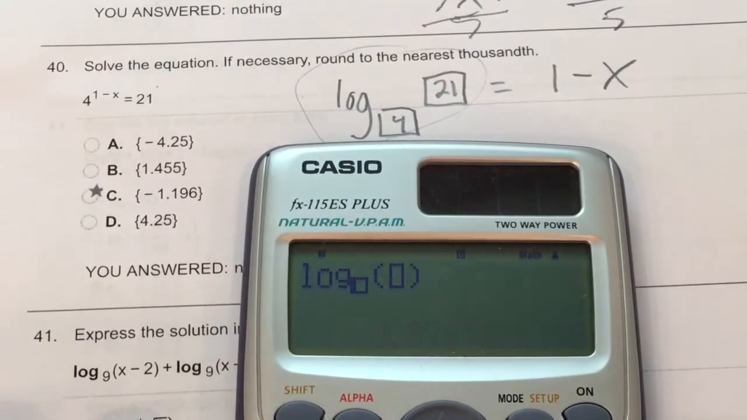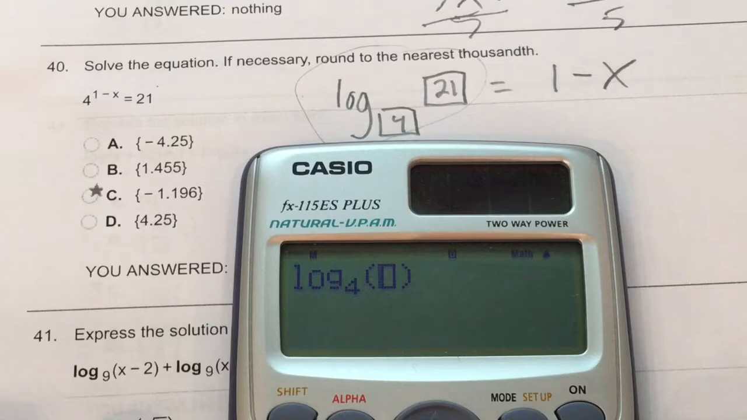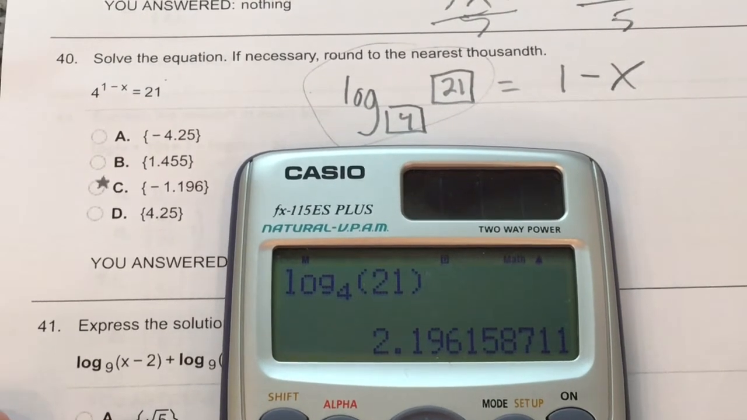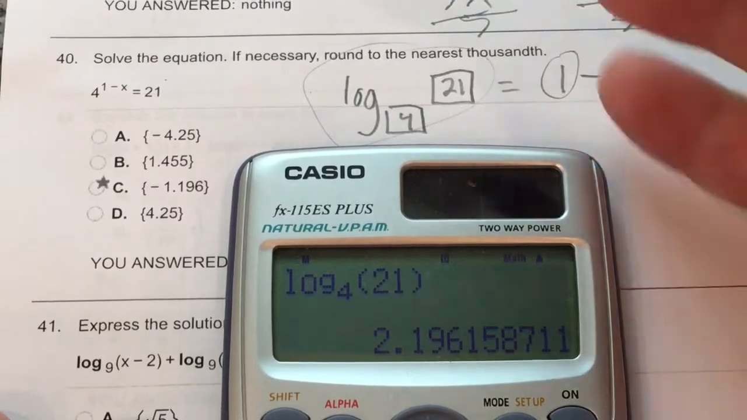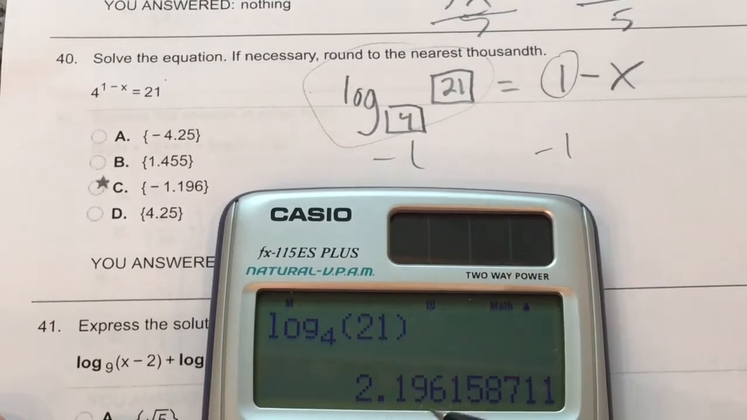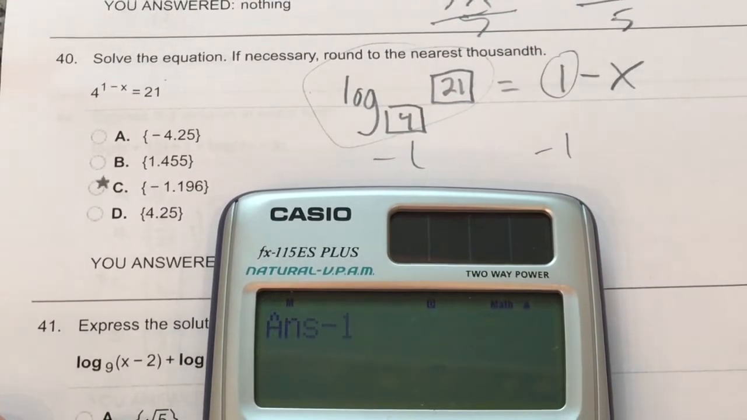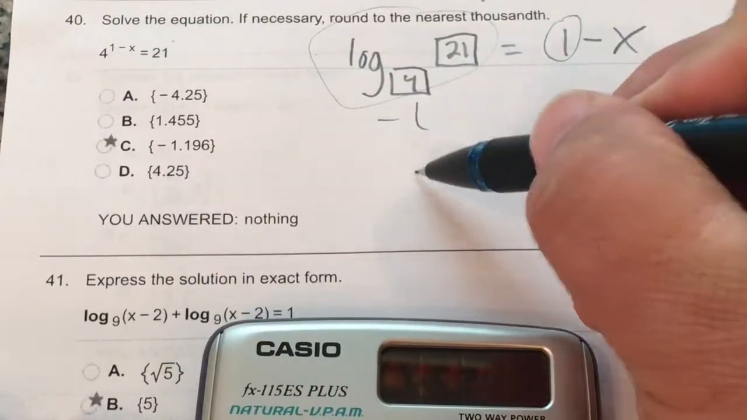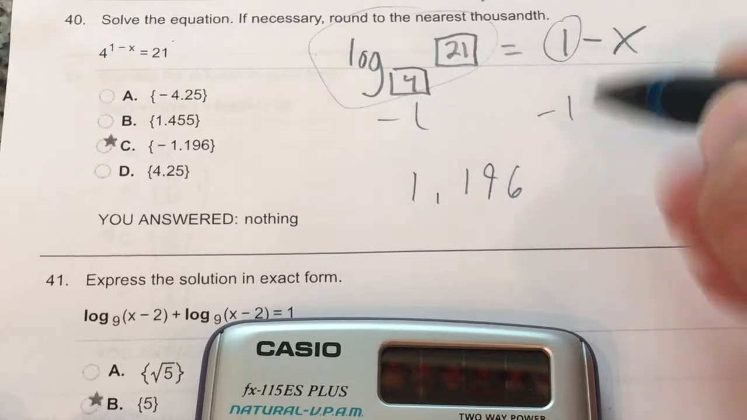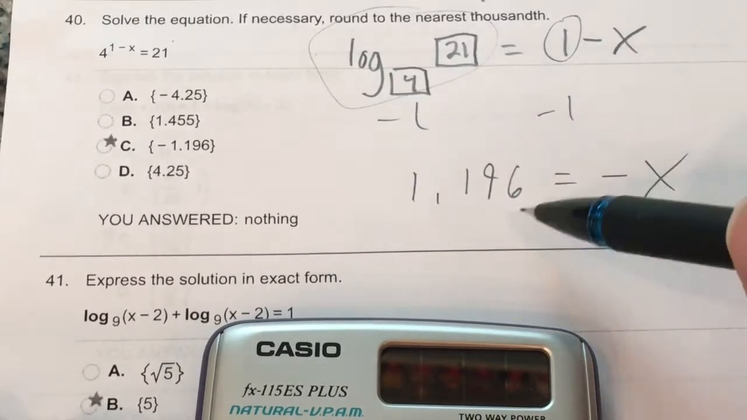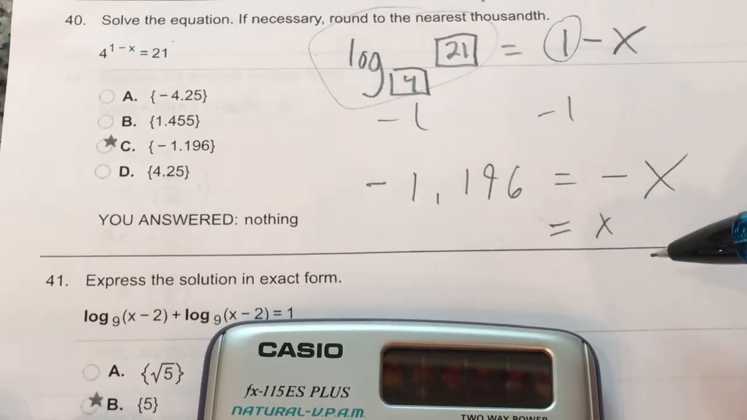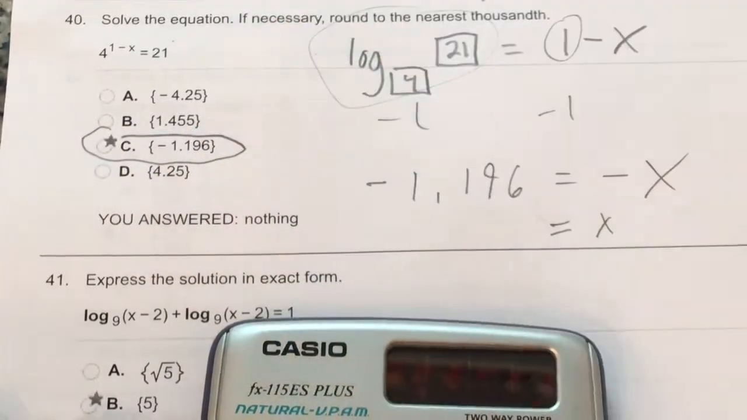So I'm going to hit the log base button. I'm going to type in the 4, right arrow, 21, hit equals. So it equals 2.196. Now I'm going to subtract 1 from both sides. So I'm going to subtract 1 from this. That's 1.196. 1.196 equals negative x. So that means my answer, x, is going to equal negative 1.196. Choice C.